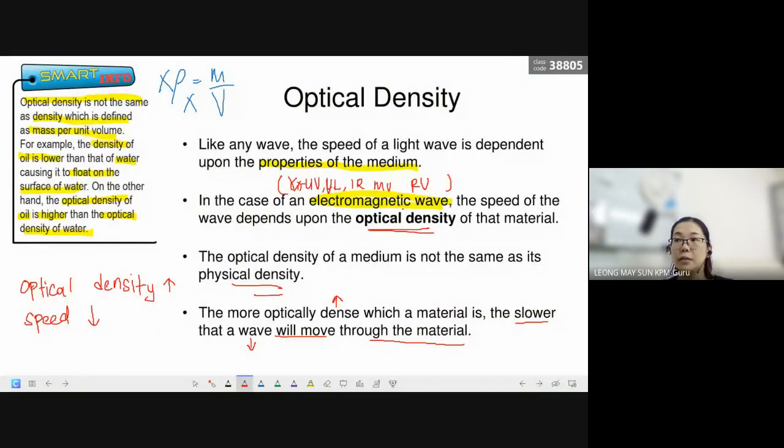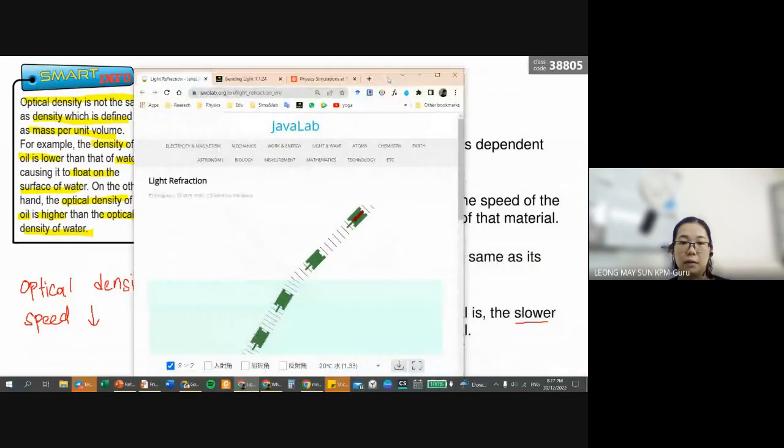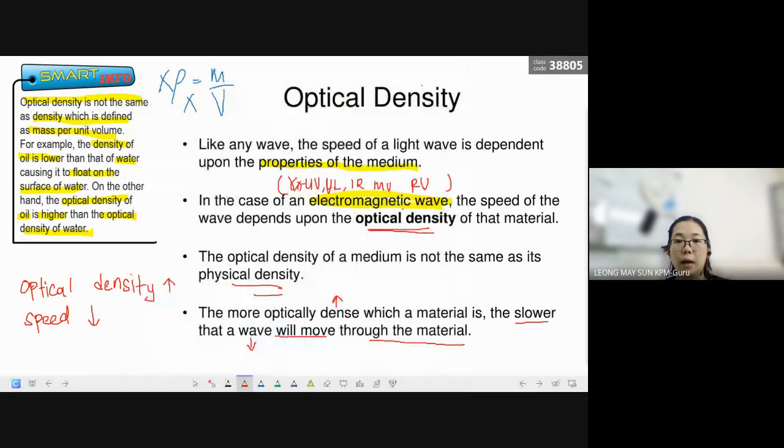All right, for this simulation that I have, the top is air, the bottom is water. Based on the movement of this toy car, which one has a higher optical density, air or water? Answer in the chat box. Air or water, which has higher optical density? All right, the majority is saying that water has higher optical density. Good. Okay, now let's proceed.